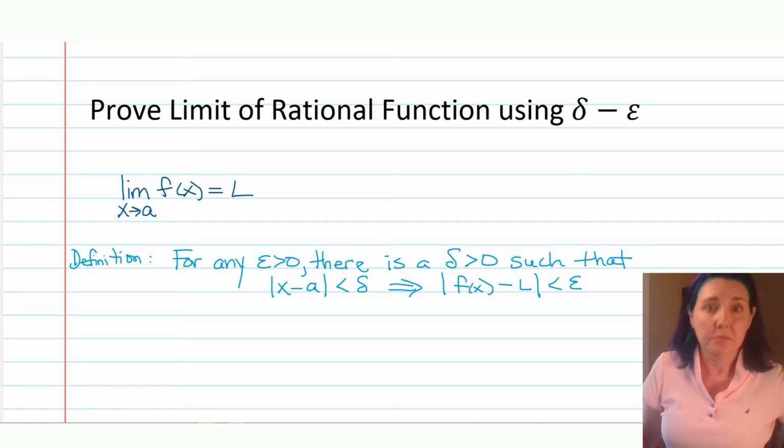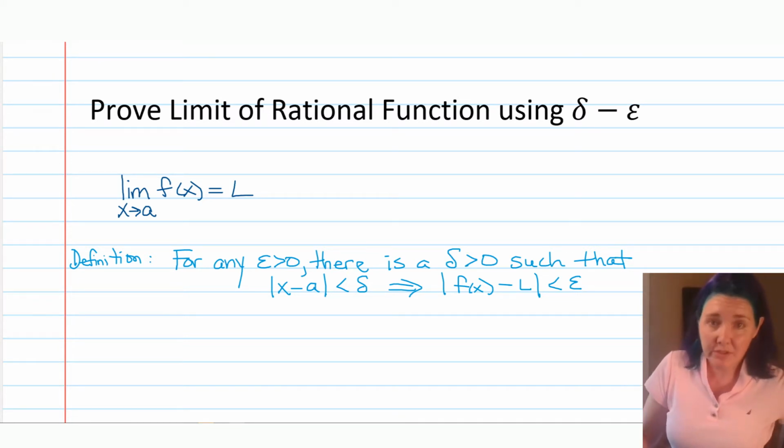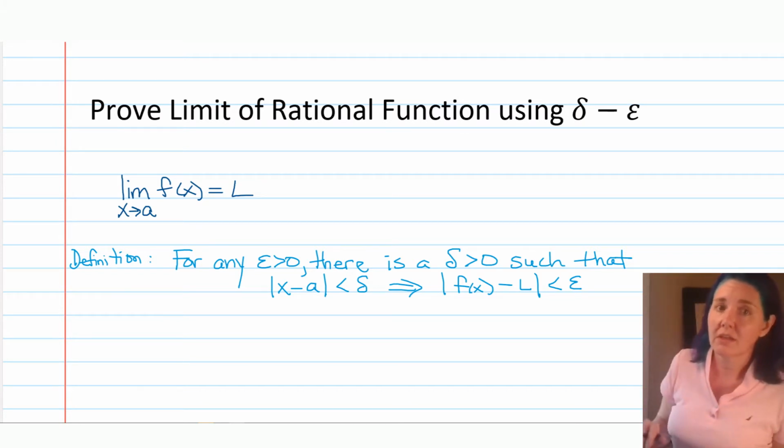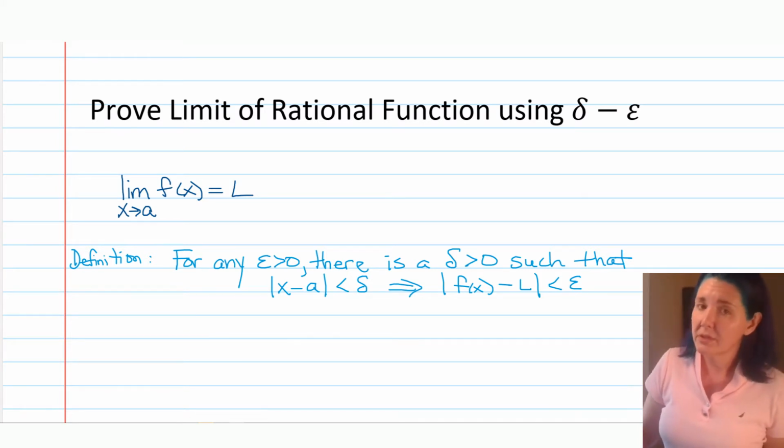Actually, let's get finished, because this is part 3 of our video series on proving the limit of a rational function using a delta-epsilon argument, and we're actually going to write the proof now that we've done all of the prerequisite work. So in order to write the proof, we need to be very clear on the definition of a limit.